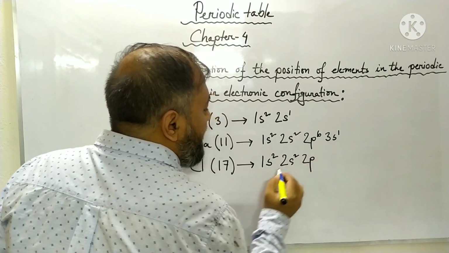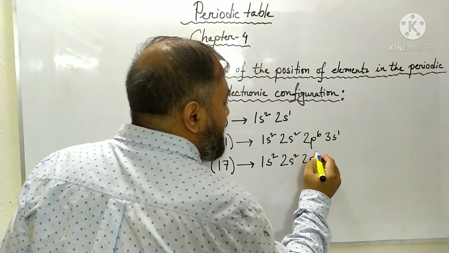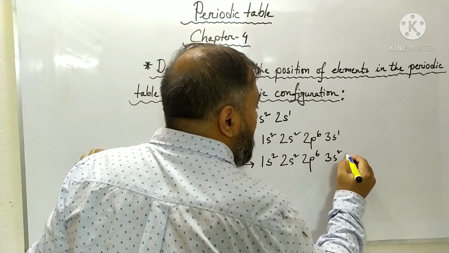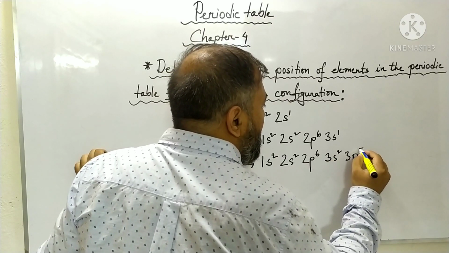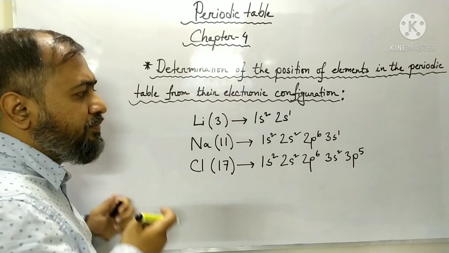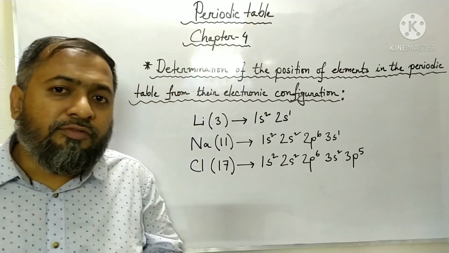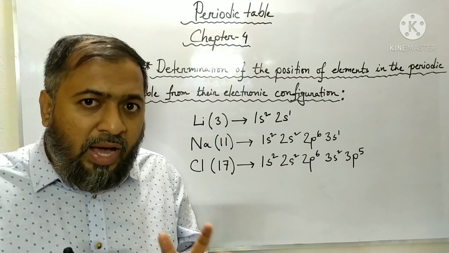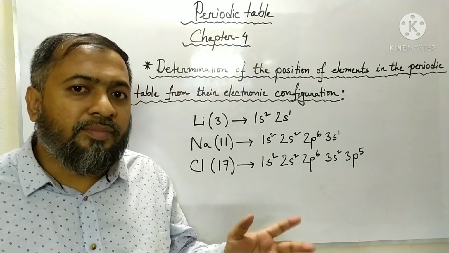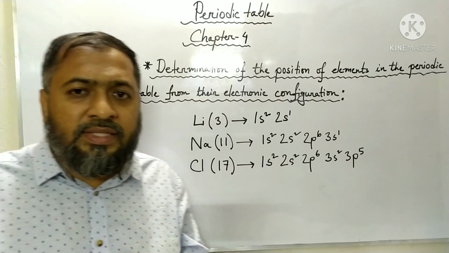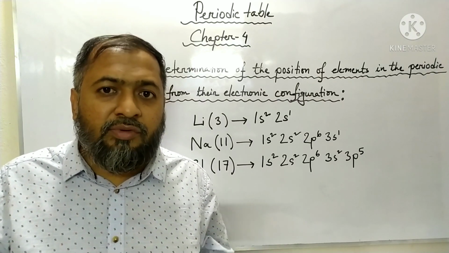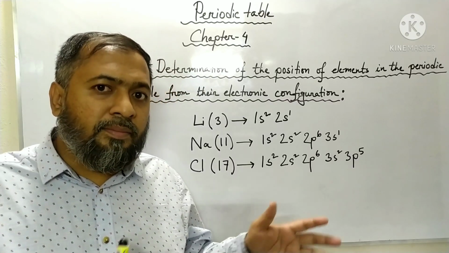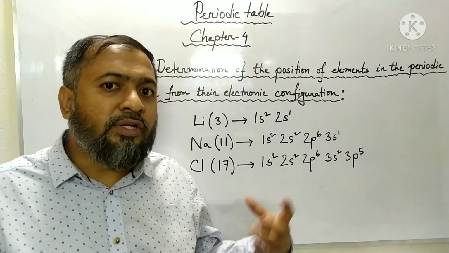We can see that in the first shell 2 electrons are there, in the second shell there are 8 electrons, and in the third shell there are 7 electrons. So this is the electronic configuration of 3 different elements. First of all, we are going to find out the period number of these elements. To understand these things precisely, you need to keep the periodic table in front of you and try to find out the element according to the rules.